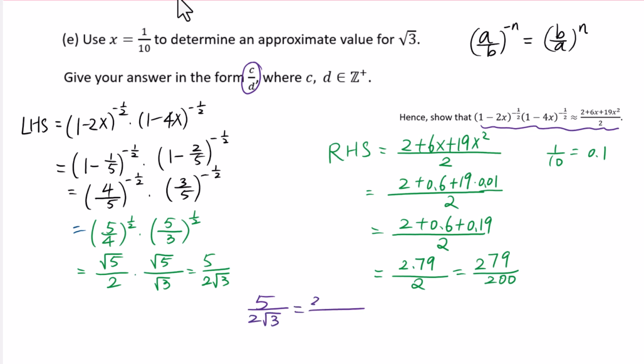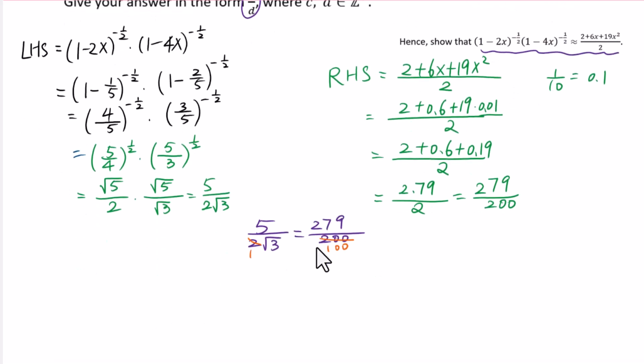279 over 200. Reduce. Then square root of 3 equals 279 as a denominator. 5 times 100 is 500. This is the solution.